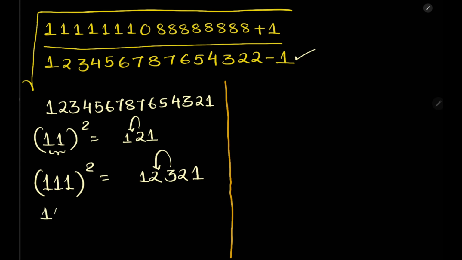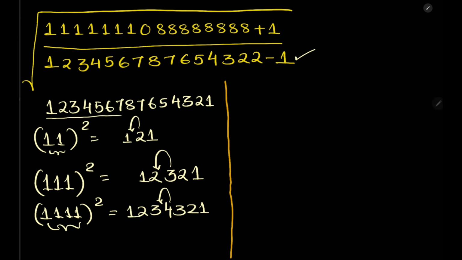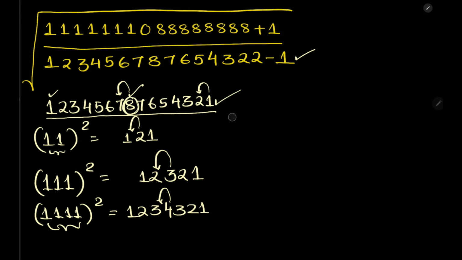Similarly, if the number is 1111 where the digit 1 is repeated 4 times, the answer will be 1, 2, 3, then 4 and from 4 it will reduce up to 1. Then you can write 3, 2, 1. As now we know the pattern, then looking into this number, we can say that the digit 1 is increasing from 1 up to 8 and then from 8 it is decreasing up to 1. Hence we can write the answer for this number is 1, 2, 3, 4, 5, 6, 7, 8 square.